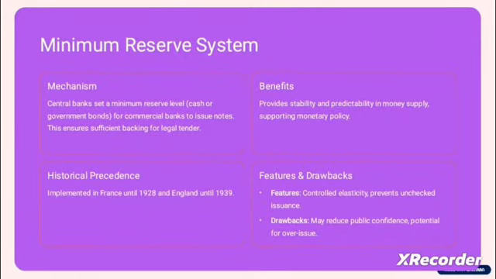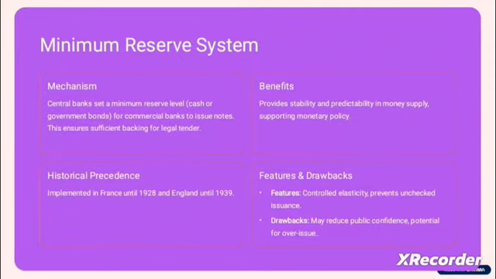Historically, it was implemented in France until 1928 and in England until 1939. Features include controlled elasticity and prevention of unchecked issuance. Drawbacks include reduced public confidence and the potential for overissue.